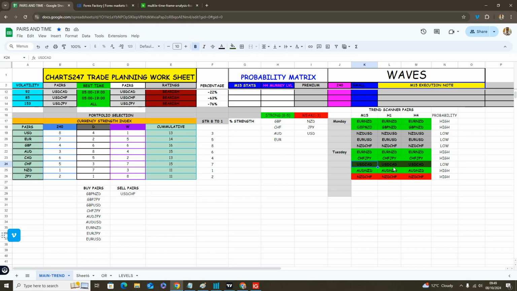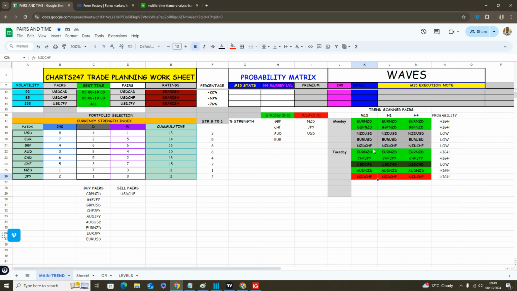We call this type of trading short term or spot trading. Aussie New Zealand is high probability today. New Zealand Swiss is a high probability sell today. So we have the Swiss yen, the Euro New Zealand, the Aussie New Zealand, and the New Zealand Swiss as the high probability pairs that we should be looking at trading today.